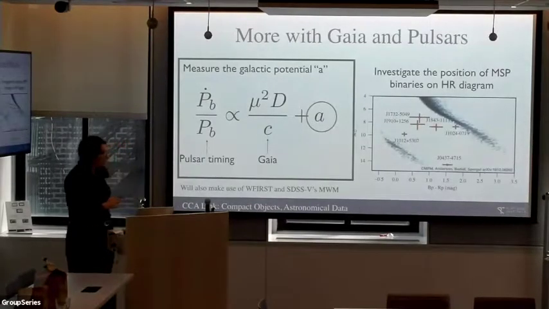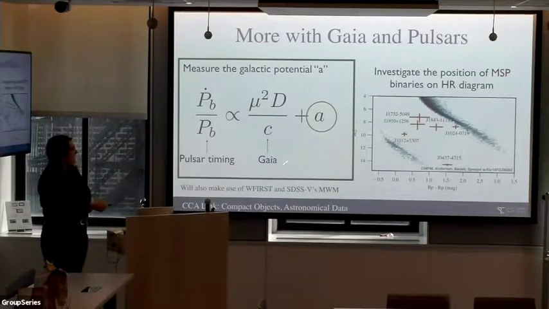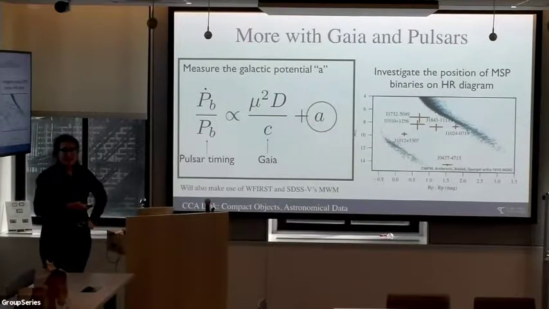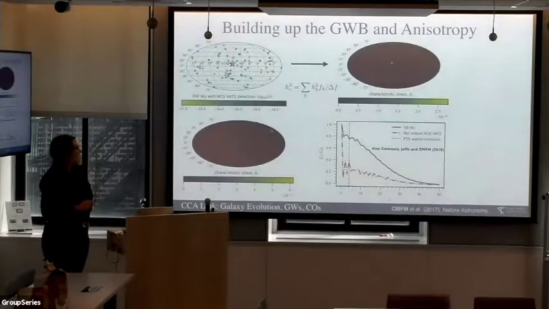these estimates. One of the things that I'm interested in looking into in the future with Gaia is to measure the galactic potential of the galaxy. With pulsar timing, I can measure the binary orbital period derivative. With Gaia, I can measure the proper motions and the distance. And from these two quantities, I can measure what the galactic potential is. And this has really interesting implications for dark matter models as well in the galaxy.